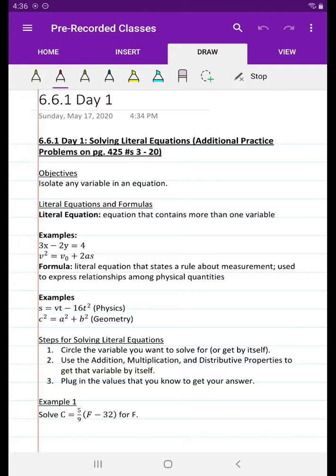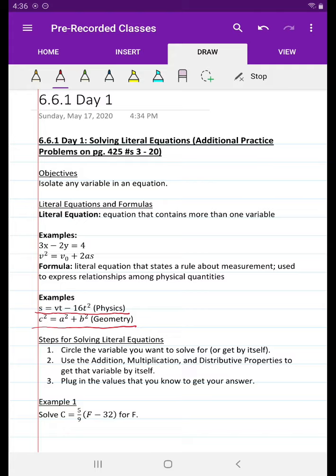even three variables. You can see with some of the examples I have down below, right here, s equals vt minus 16t squared. That only has one number in it. And then this formula right here, this is the Pythagorean theorem from geometry. c squared is a squared plus b squared. That doesn't have any number in it at all. So we'll be working with things like that and isolating one variable in them.